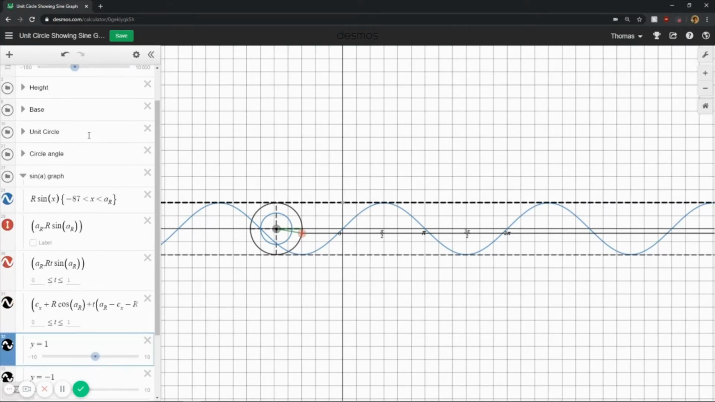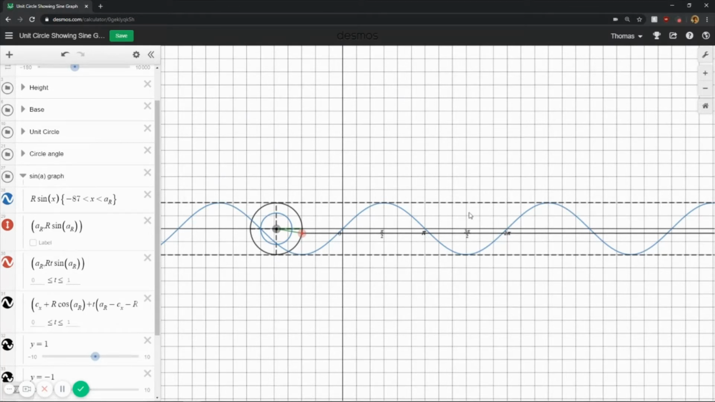And notice the range. The maximum y value we ever got here was 1. Up at these points, that's the maximum y value. The minimum y value we got was -1. And so what that tells us is that the range of sine would be everything from -1 to 1, including -1 and 1.